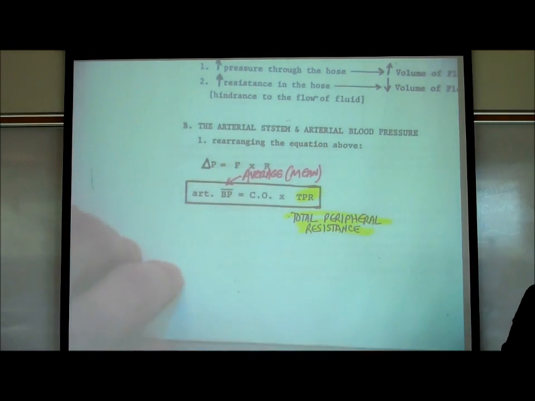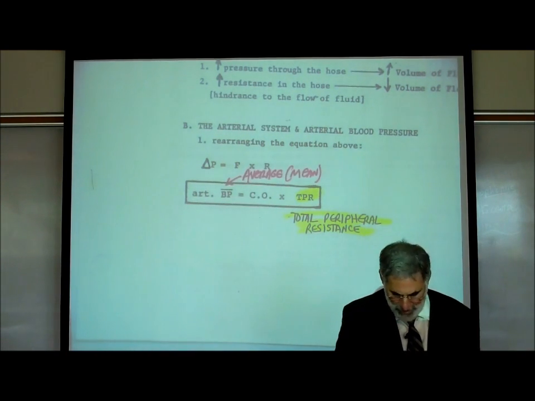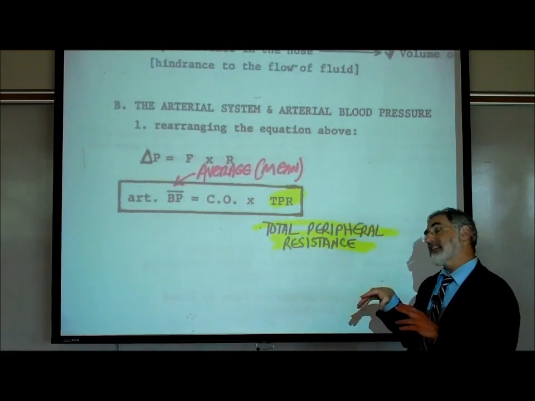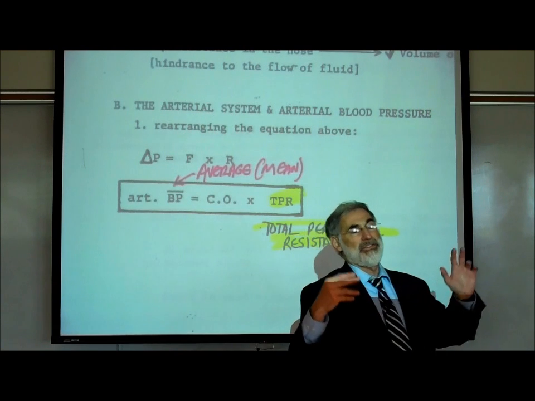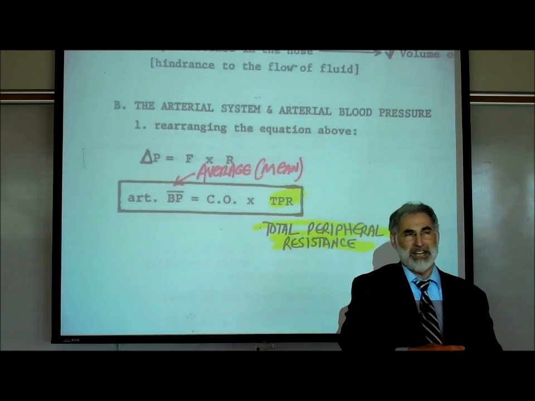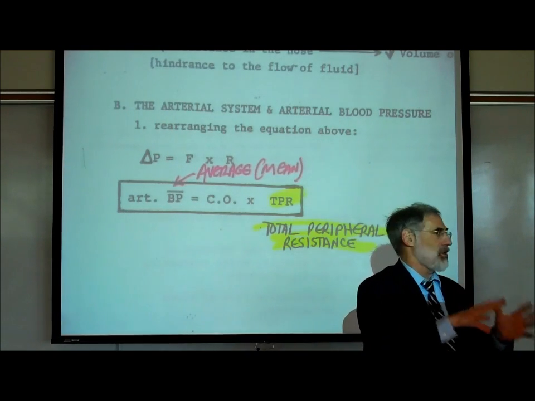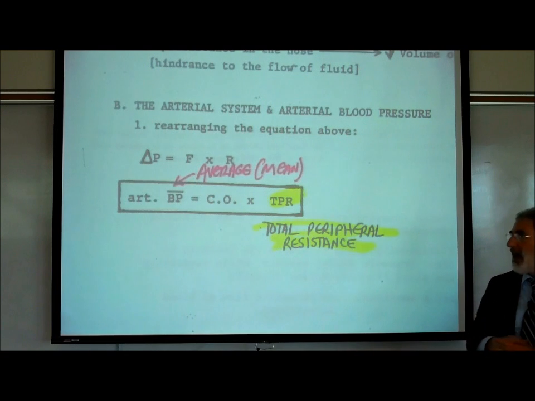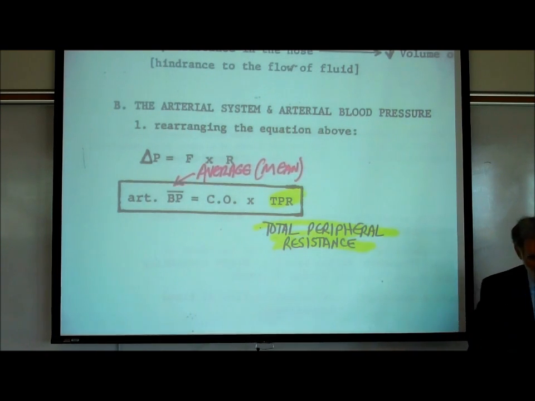So we're going to be referring to this formula, this relationship, as we go on. This is a second formula. The first formula that you should know for the test next week is cardiac output equals heart rate times stroke volume. This is a second formula: average arterial blood pressure is equal to cardiac output times total peripheral resistance.